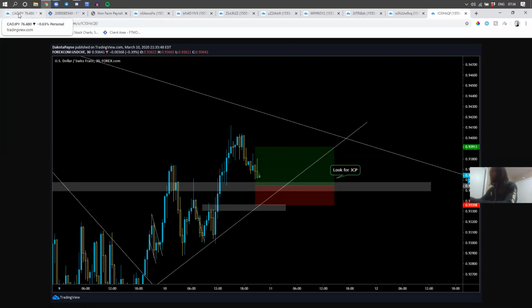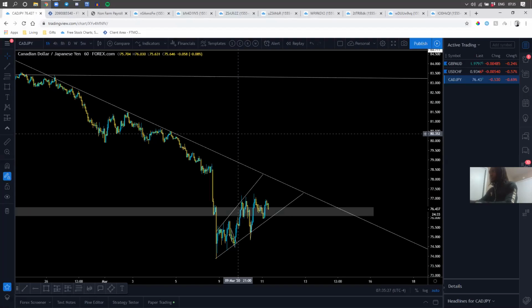Is this confusing anybody? Does everybody see the impulse, the flag, and the zones I'm talking about? All right, cool. Thank you. So let's go ahead and look at the chart.